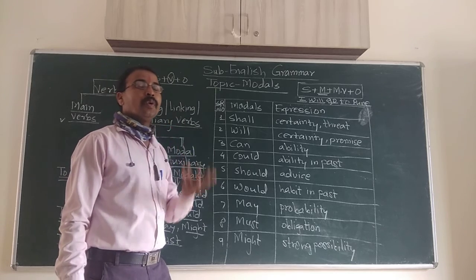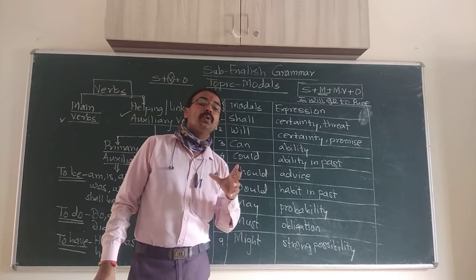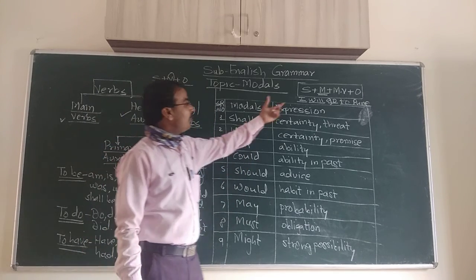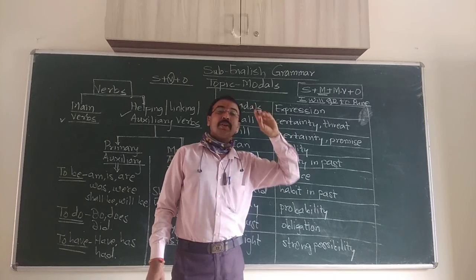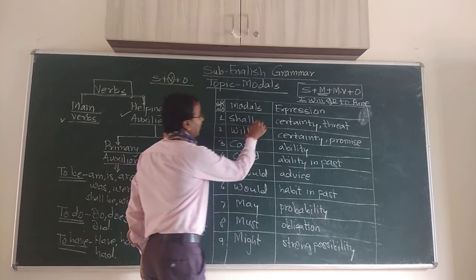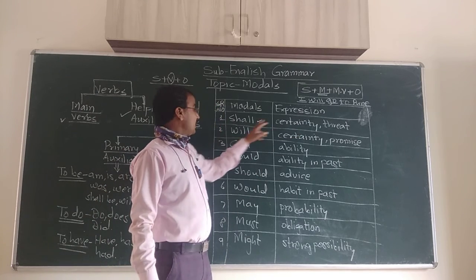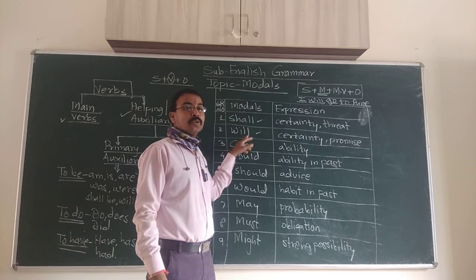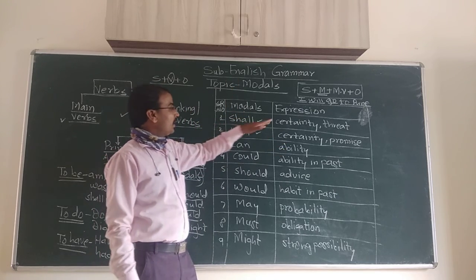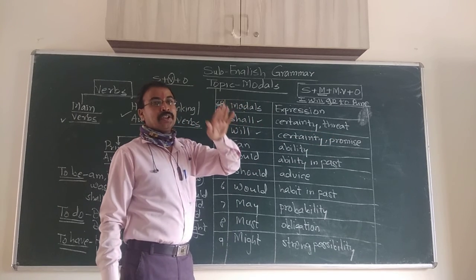Now what is the role of a modal in the sentence? The role of a modal in the sentence is to show how the sentence is expressed. I will go to Pune. It's a promise. It's a certainty. In shall and will, these two words show certainty. Shall shows certainty, will also shows certainty. If shall is used in any other way, it shows a threat. I shall punish you.